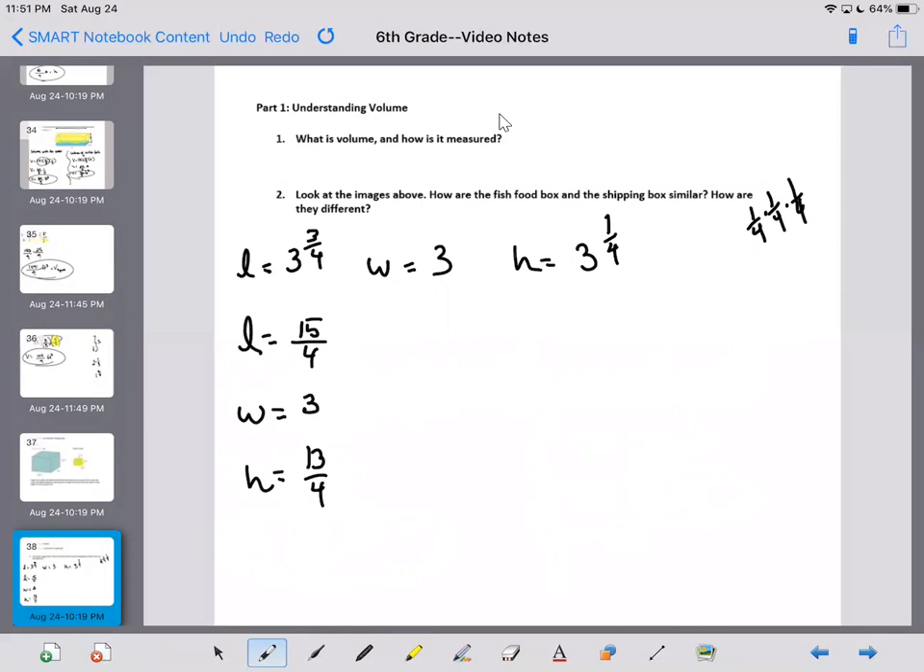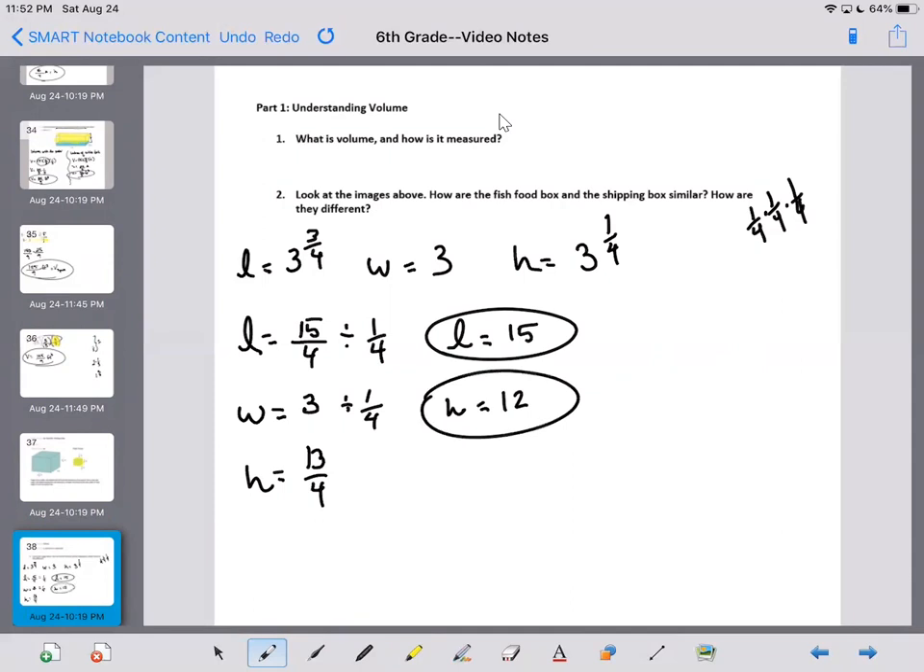So with the length, we're just trying to figure out how many 1/4 would fit across that length of 3 3/4. And that would be 15 cubes. Now the width, we've got 3 feet, and we're trying to figure out how many 1/4 would fit across. That could be 3 divided by 1/4, or 3 times 4, and that would be 12 cubes. The height is 13/4, so we'll be able to fit a height of 13.